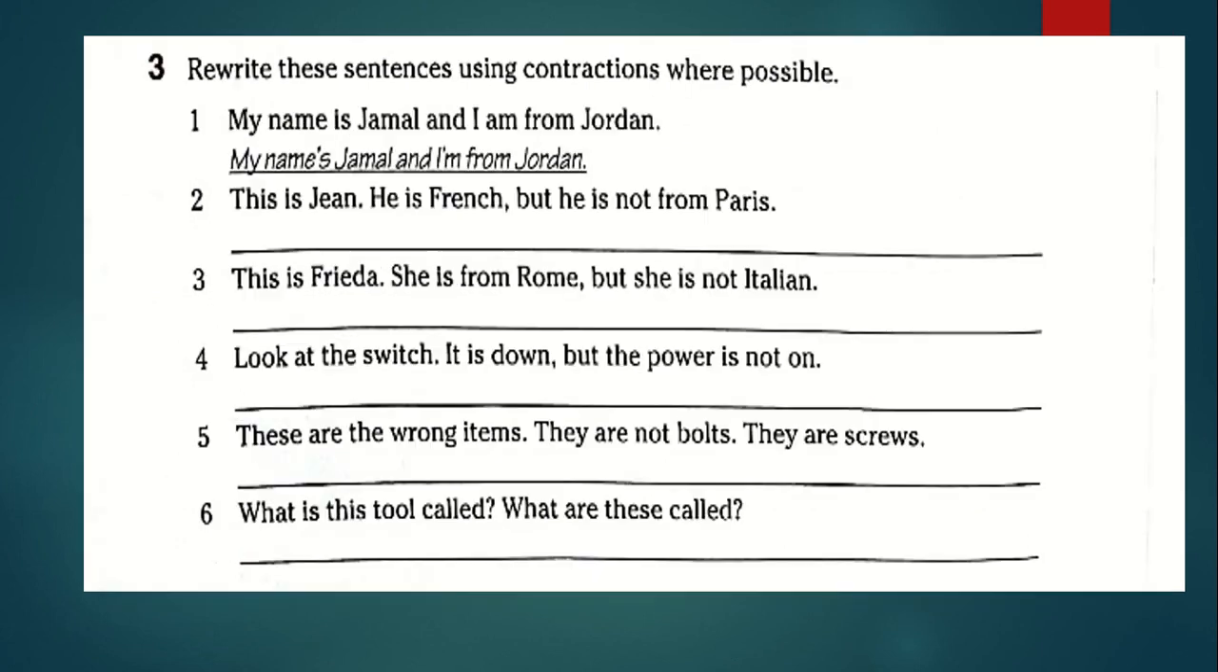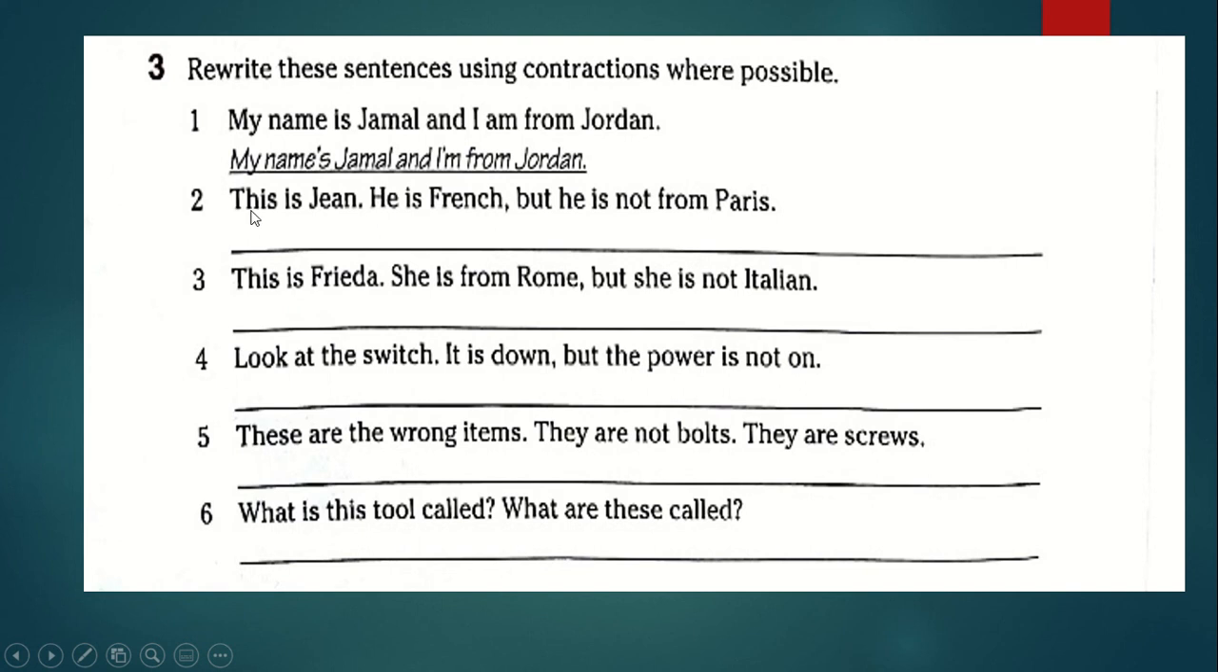Now let's move to the next exercise. What we need to do is we have here: My name is Jamal and I am from London. Well, this is what we call the full form. Where can we make contractions here? Name is becomes name's. I am becomes I'm. So here contractions were possible in 2 positions. My name's Jamal and I'm from Jordan.